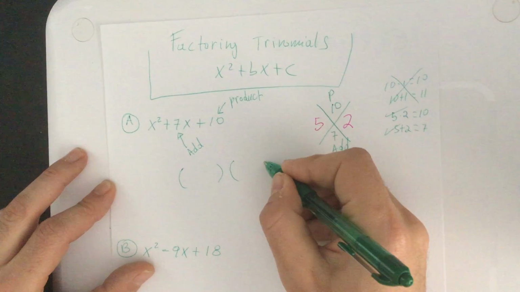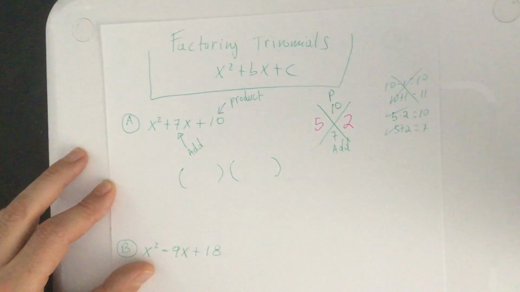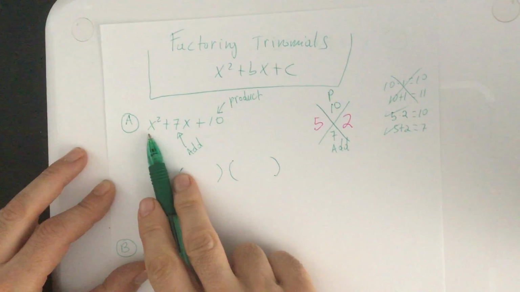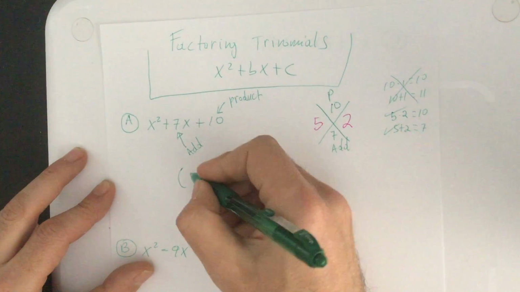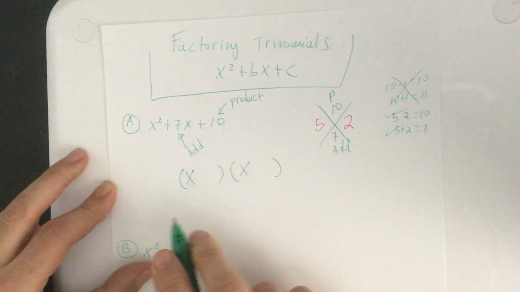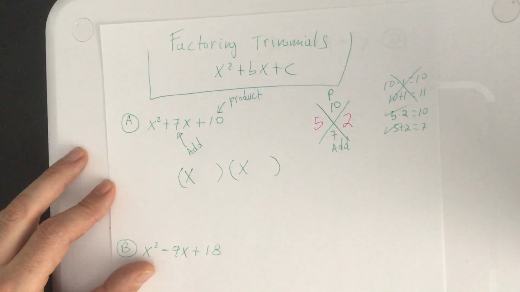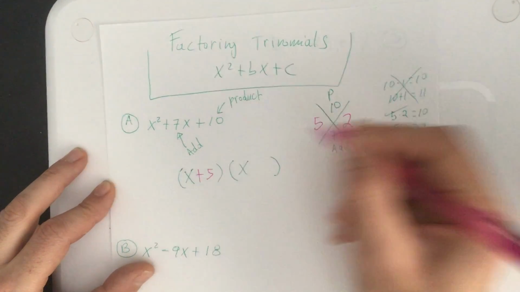Like I said, when you are factoring a trinomial, you have a binomial times a binomial. The x squared, you get it from x times x. So x will be here and x will be here, because x times x is x squared. And then you have the numbers: a plus 5 and a plus 2.